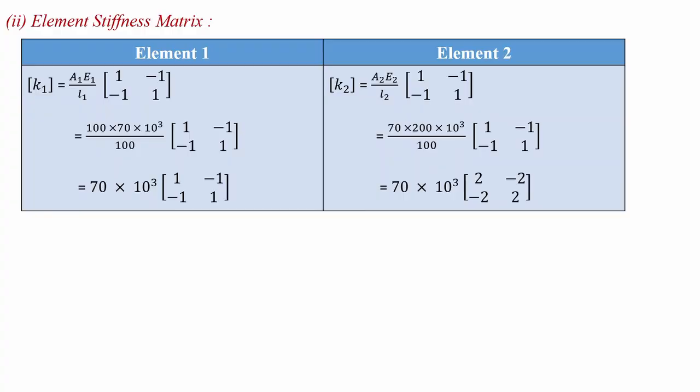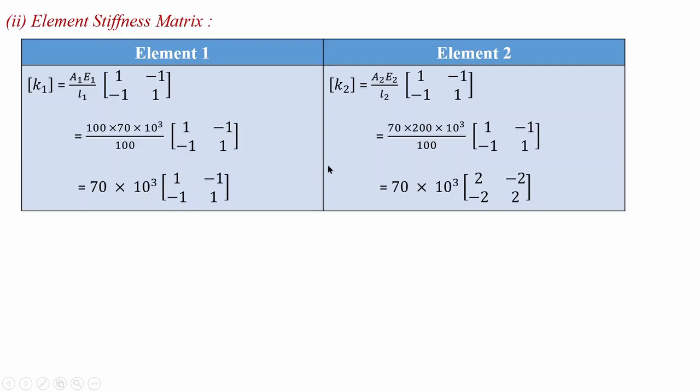So let us compute the element stiffness matrix. For element 1, we have K1 equal to A1 E1 upon L1 into the matrix of 1 minus 1, minus 1 1. For element 1, we have area equal to 100 mm square, Young modulus 70 into 10 raised to 3 Newton per millimeter square, and length of element 1 is 100. If we substitute, we have 100 into 70 into 10 raised to 3 by 100 into the matrix of 1 minus 1, minus 1 1. If we simplify, we get 70 into 10 raised to 3 into the matrix of 1 minus 1, minus 1 1.